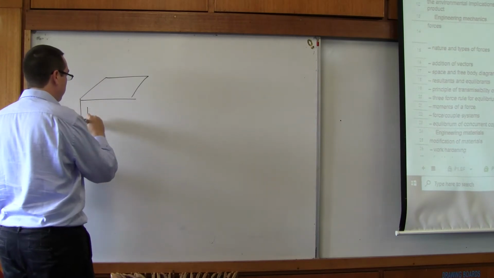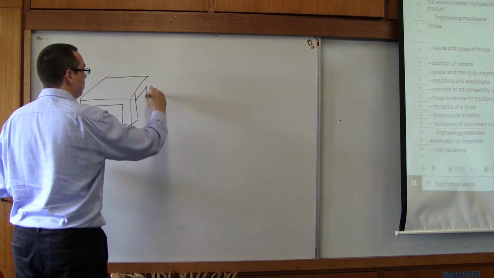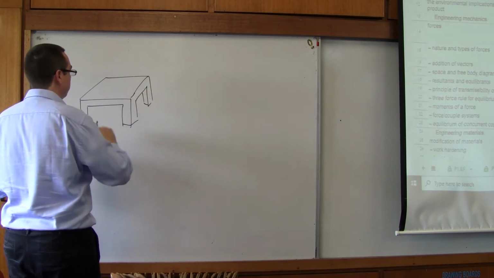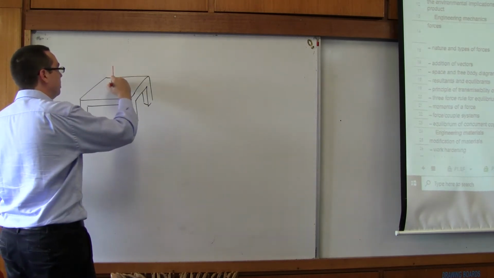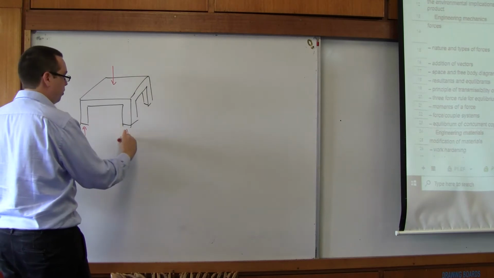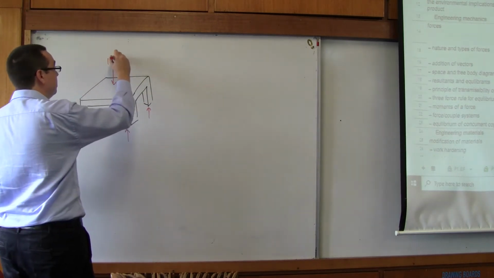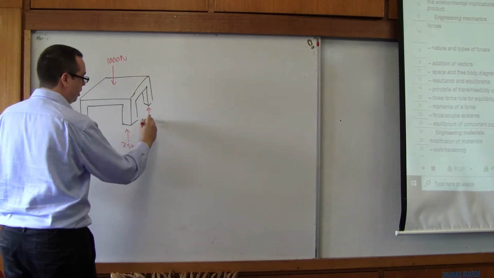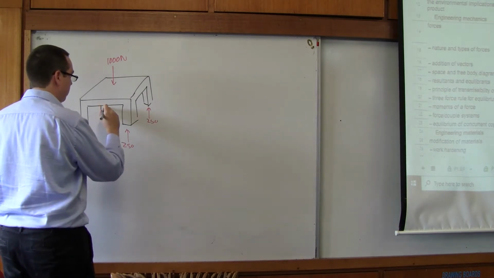So if I draw a chair, I feel as though I've already drawn a chair for this class, but it couldn't hurt. Maybe it helps to reinforce what's going on. Okay, so it's not really a chair, that looks more like a table. But if I told you I had a force acting down here, I would have four forces reacting to it. So if I said that was 1,000 newtons, I would have 250, 250, 250, and presumably there's another leg here.